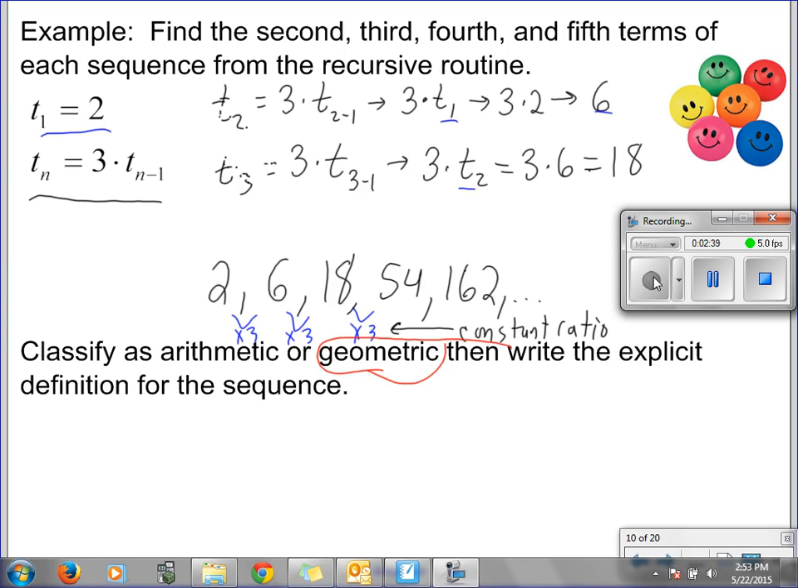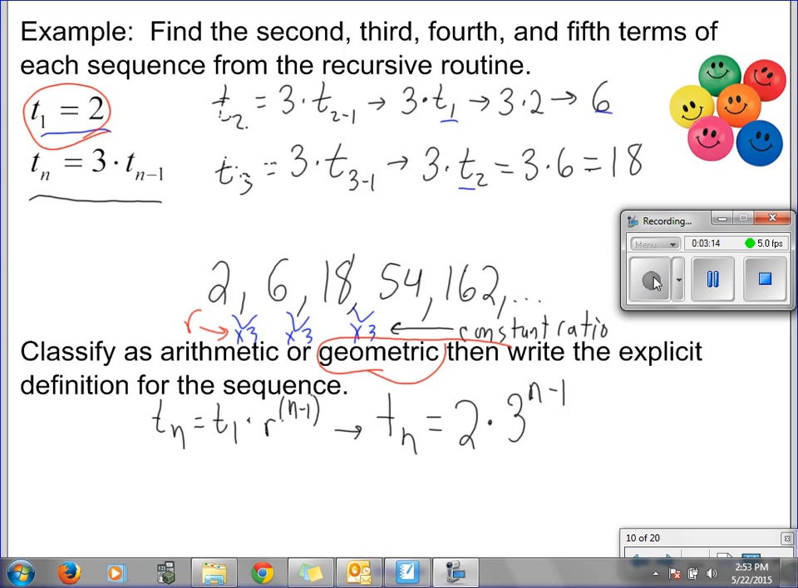The explicit one is just what we talked about in 13.1. So we're looking at t sub n equaling t sub 1 times r to the power of n minus 1. Based on our information, we know that t sub 1 is 2 from earlier. And we now have figured out that our constant ratio r is really just a 3. So plugging that information in, we get that t sub n is equal to 2 times 3, our constant ratio, to the power of n minus 1.